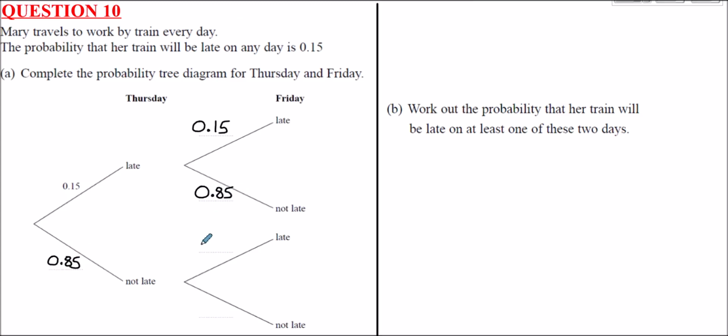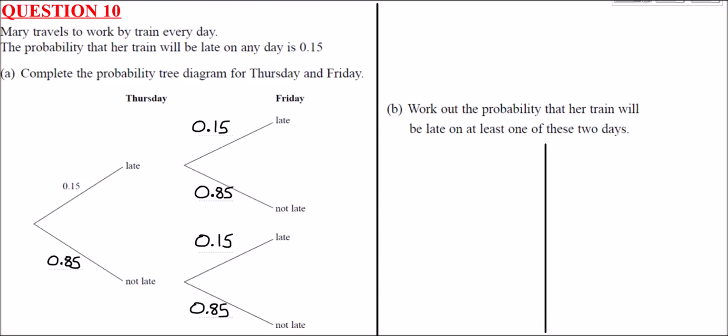And we could do the same down here as well, 0.15 and 0.85. Then it says work out the probability that her train will be late on at least one of these 2 days. So there's two main ways we could do this. So I'm going to split it into 2 different branches here.